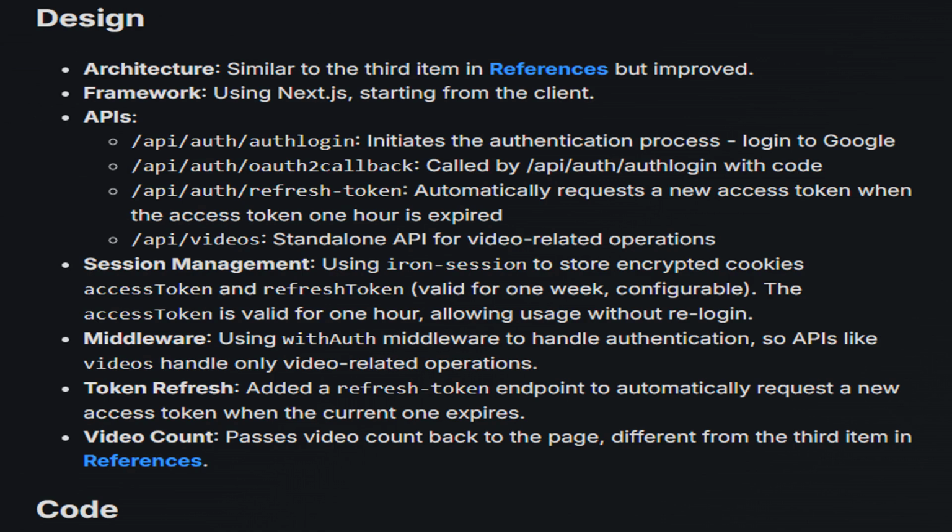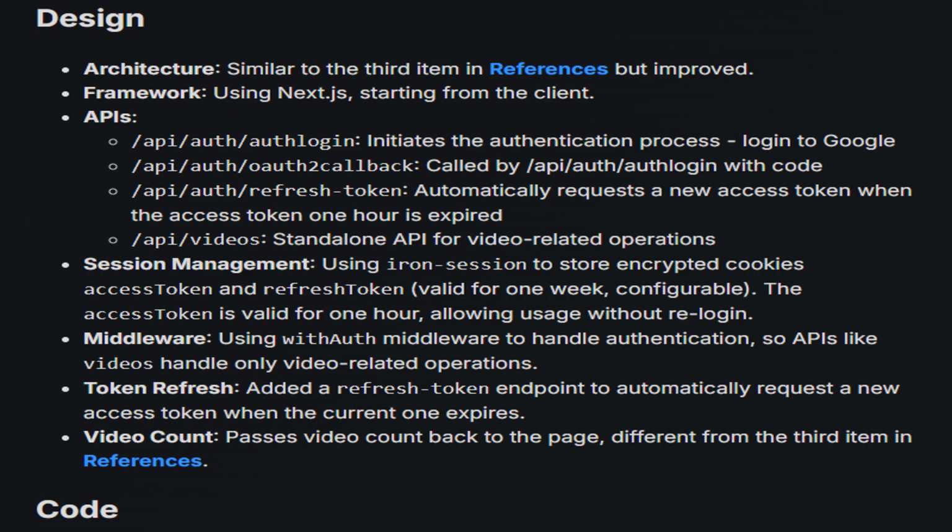functionality. This blog post outlines a web application architecture utilizing Next.js, focusing on authentication and API management. Key components include architecture, an enhanced design based on previous iterations; framework, built with Next.js, starting from the client side. APIs: essential endpoints include /api/auth/login, which initiates Google login, and /api/oauth/callback, which handles the login process using a code.